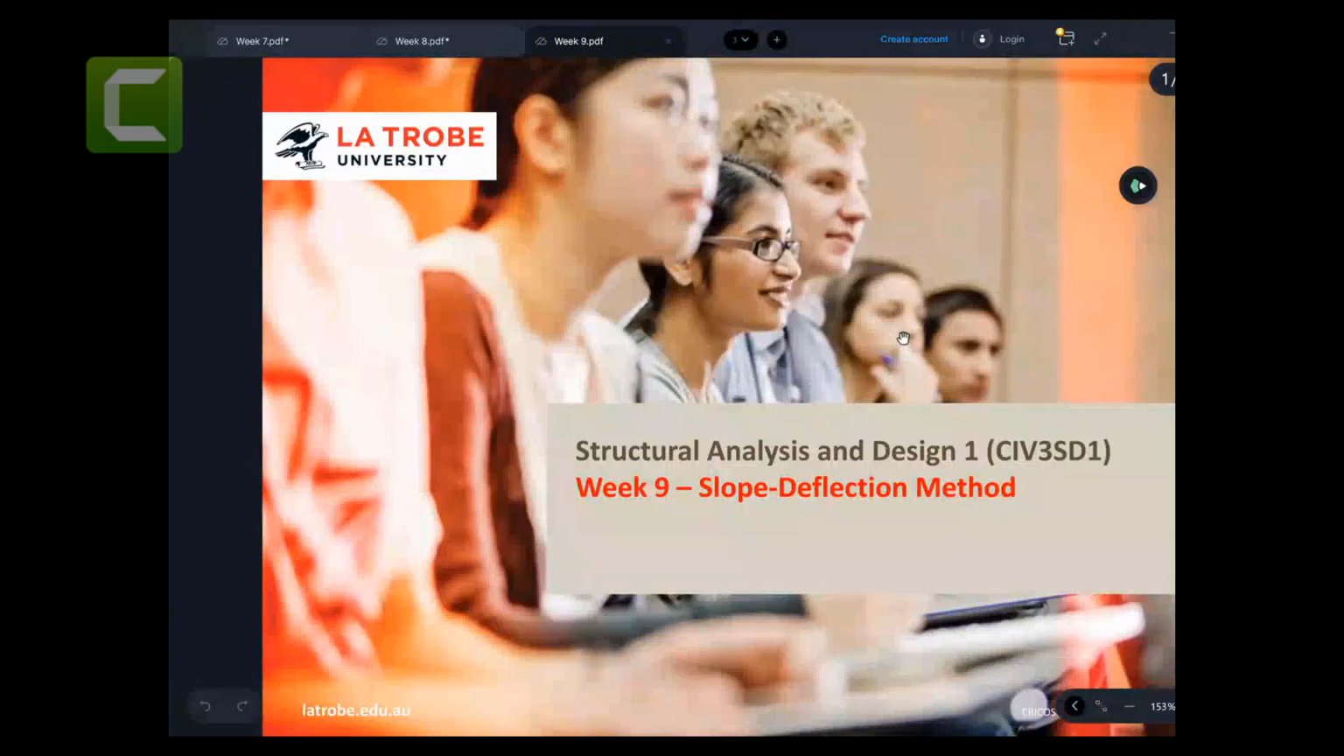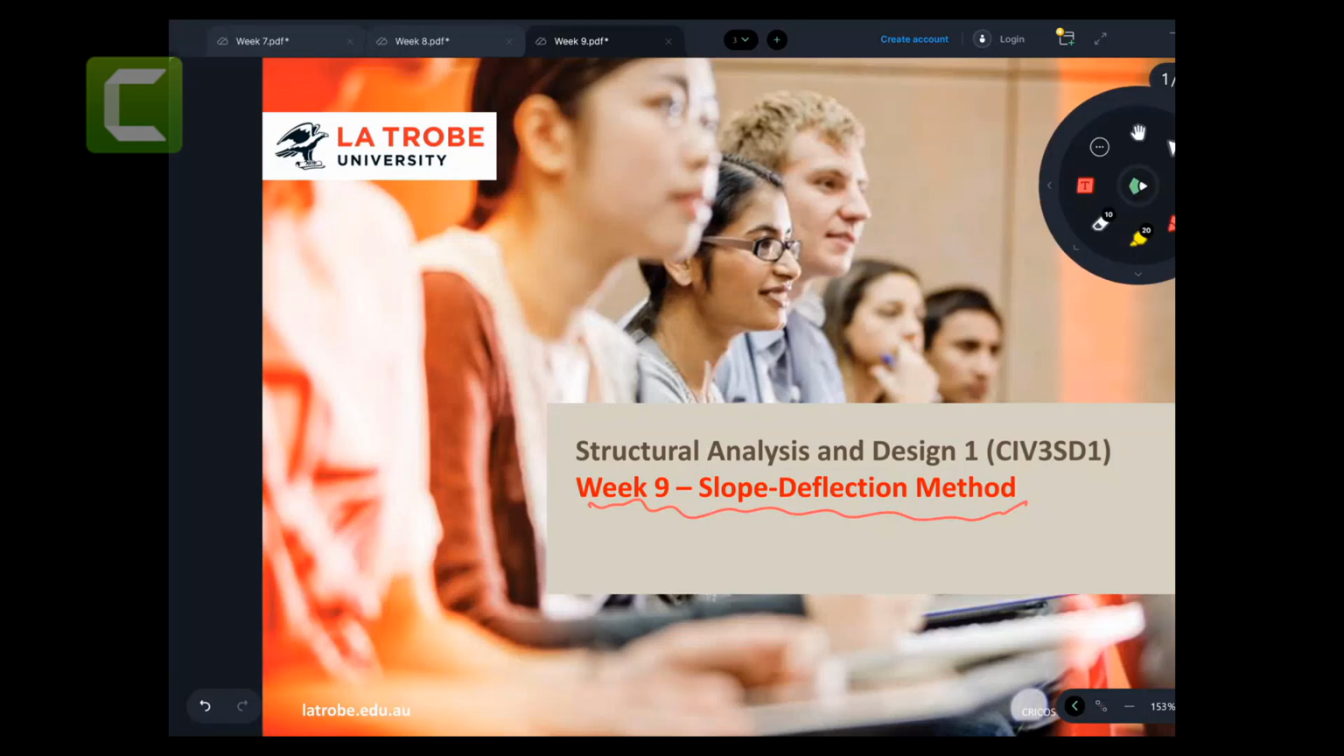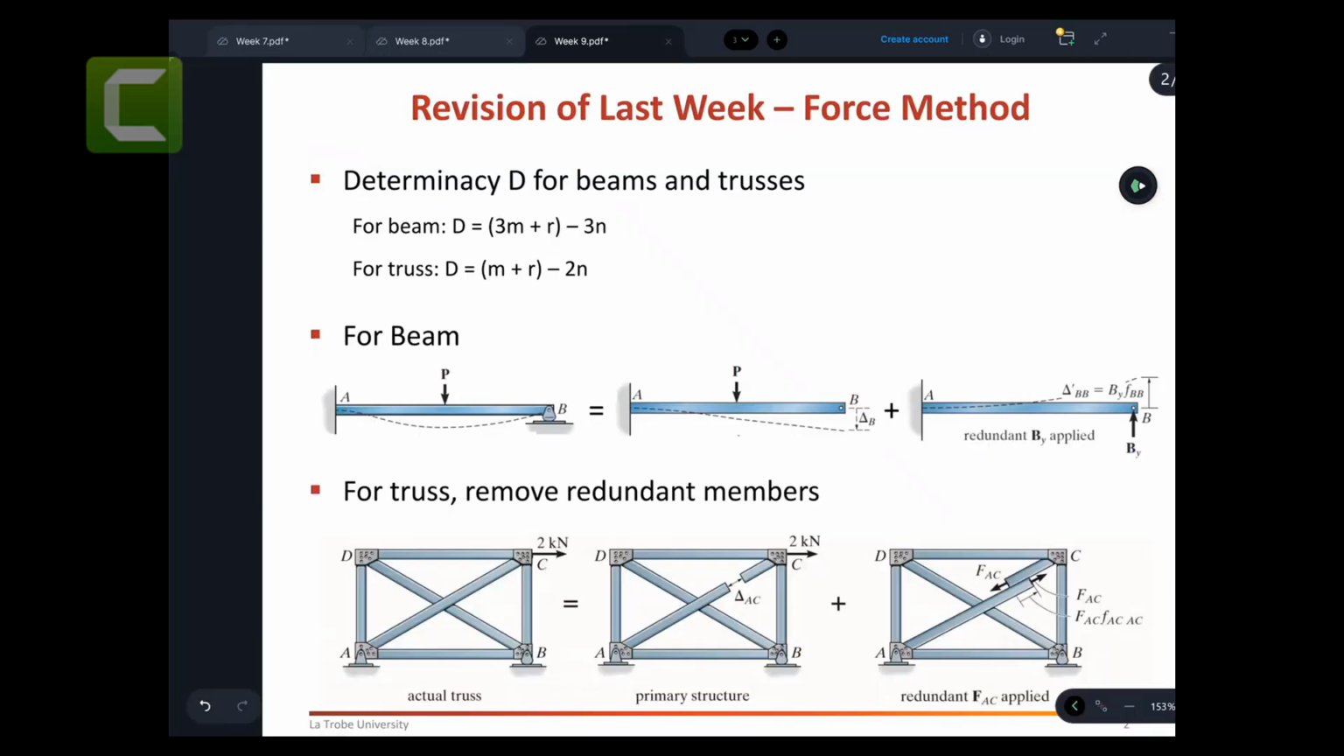Take over. That new topic is slope deflection methods that we're going to discuss today. Continue from the force methods that we have discussed last week. So let's recapture what we have done recently. As you know, we did the force methods last week.